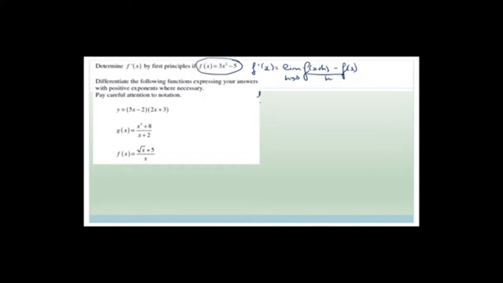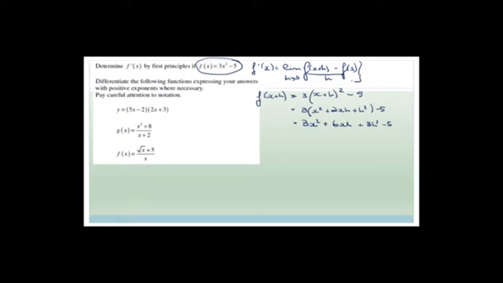So let's do that. As I was saying, it would be a good idea if you could try and do this bit ahead of me and see if you get it right. If you can't, then watch and learn during the lesson and then come back and try this by yourself. So we want f of x plus h. Wherever we see an x, we're now going to put in x plus h. So it becomes 3 times (x plus h) squared minus 5, which becomes 3 times (x squared plus 2xh plus h squared) minus 5, which becomes 3x squared plus 6xh plus 3h squared minus 5. And that there is the equation for f of x plus h.